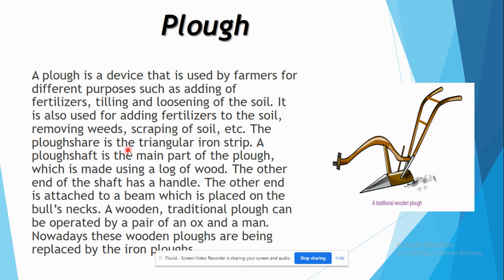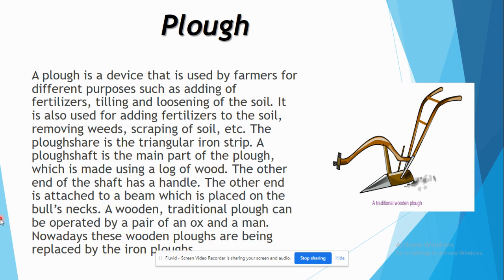The ploughshare is a triangular iron strip. A plough shaft is the main part of the plough, which is made using a log of wood. One end of the shaft has a handle. The other end is attached to a beam, which is placed on a bull's neck. A traditional wooden plough can be operated by a pair of oxen and a man. Nowadays, these wooden ploughs are being replaced by iron ploughs.